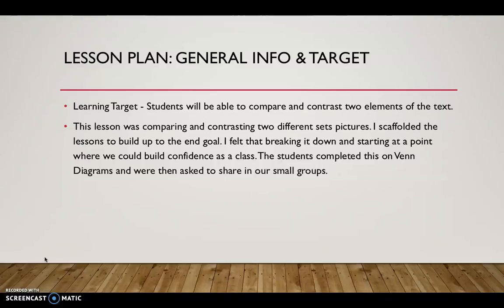Lesson plan, general info, and learning target. The learning target for this lesson is that students will be able to compare and contrast two elements of the text. This lesson was comparing and contrasting two different sets of pictures. I scaffolded the lessons to build up to the end goal. I felt that breaking it down and starting at a point where we could build confidence as a class was best.